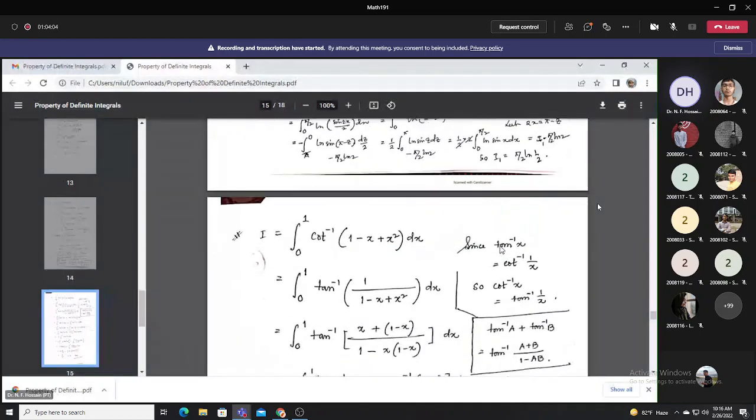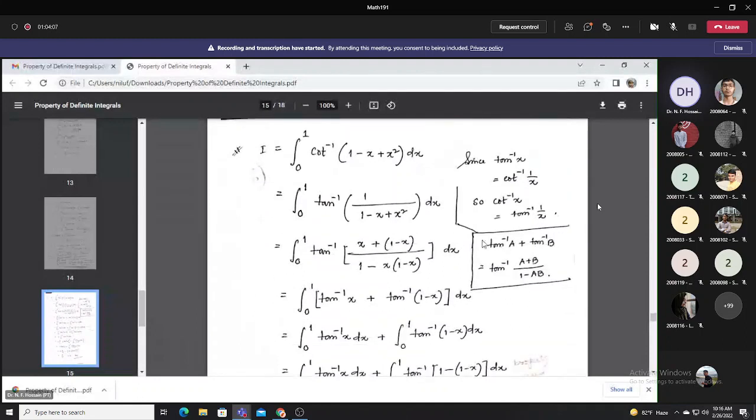This is the result. Next math, integration 0 to 1 cot inverse 1 minus x plus x square. Here we have used a property of inverse circular function. Tan inverse x is cot inverse 1 by x, and cot inverse x is tan inverse 1 by x. So this cot inverse whole thing can be written as tan inverse 1 by this. Consider this whole thing as x. So cot inverse x equal to tan inverse 1 by x. So tan inverse 1 by 1 minus x plus x square.